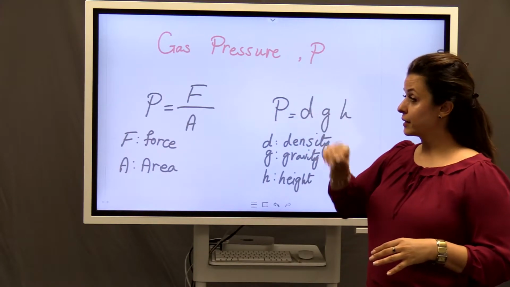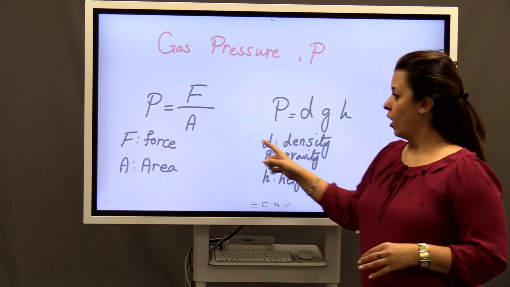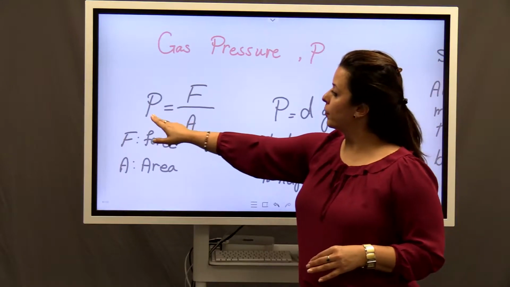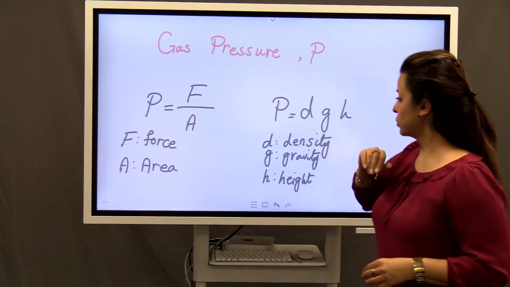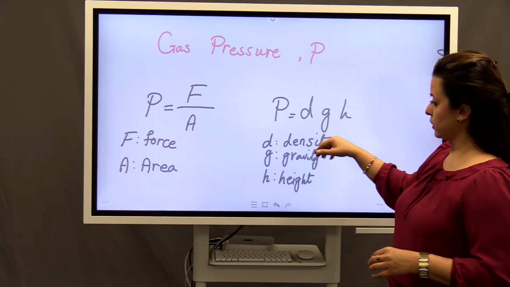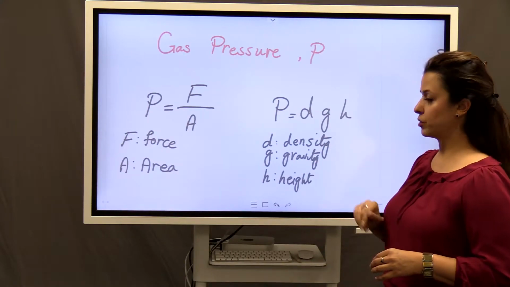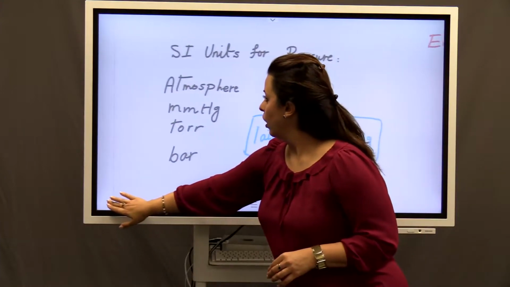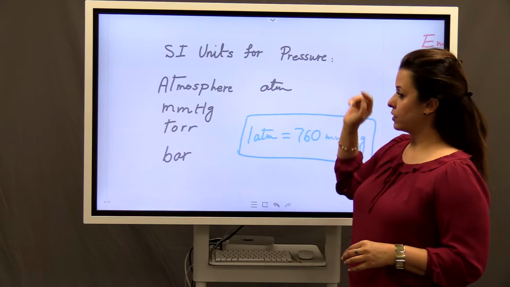So, since gas pressure is important for us, let's review the physics formulas we had. Pressure, which is force over area, and also pressure can be the product of density by gravity by height. So these are the two formulas to calculate the pressure. What we need here is how to deal with the SI units for pressure.